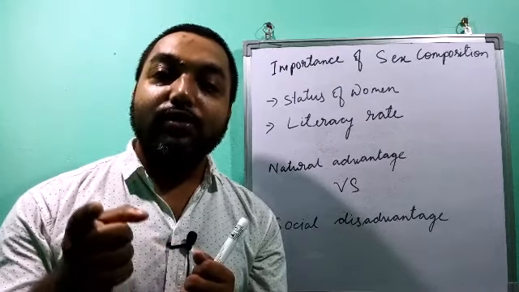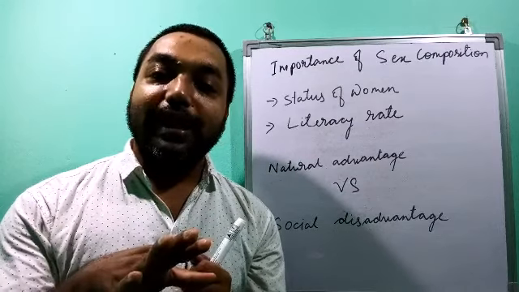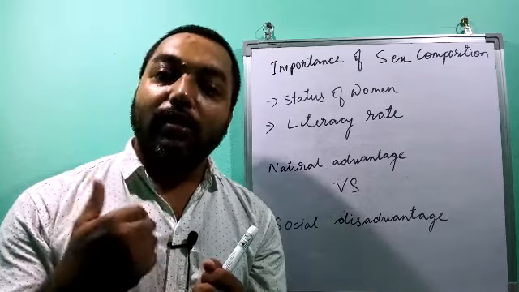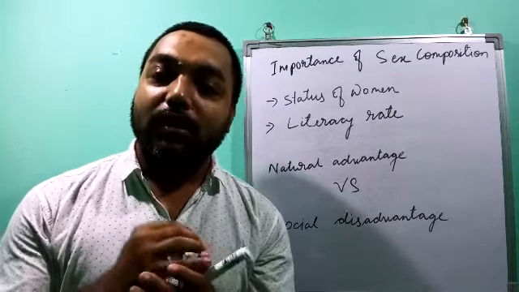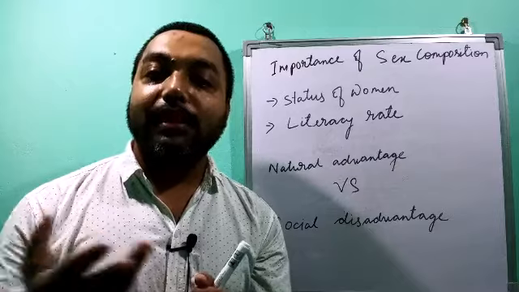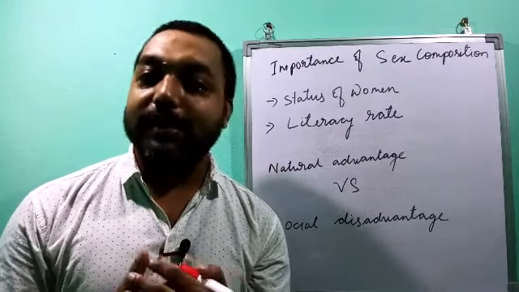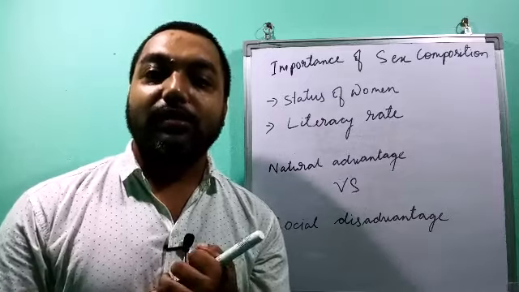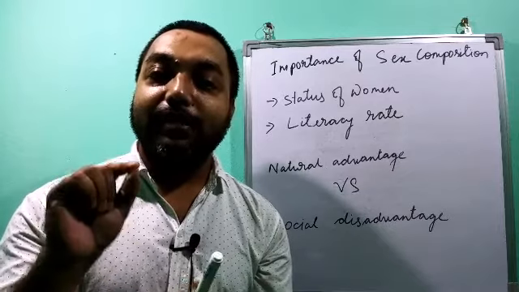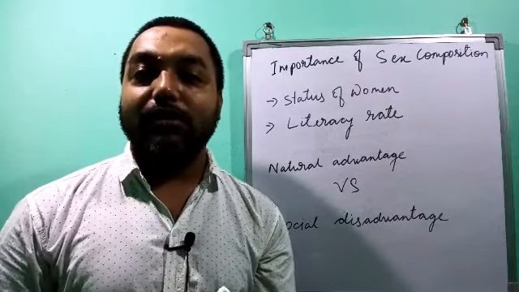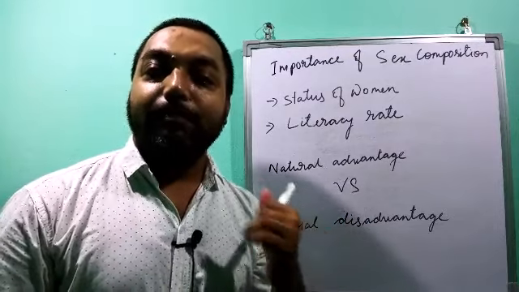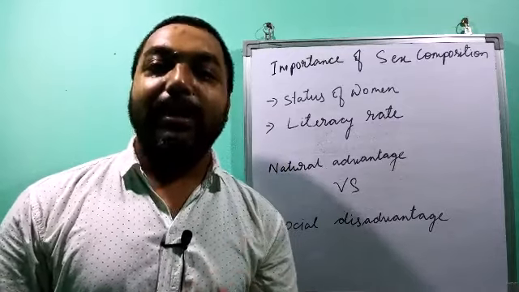So if there is no killing of girl child, whether prenatal, that is before birth, when in the womb of the mother the girl child is killed, or after birth, as many people used to kill the girl child, which we'll discuss in social disadvantage. If that is not done in any country, then obviously in that country the female population will be more than male population. That means in India these things are done. That is why in India the female population is less than male population.